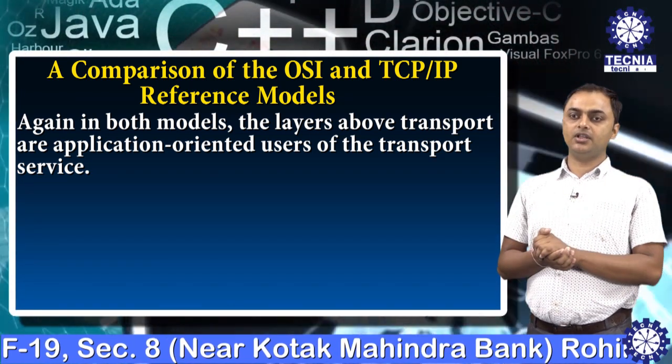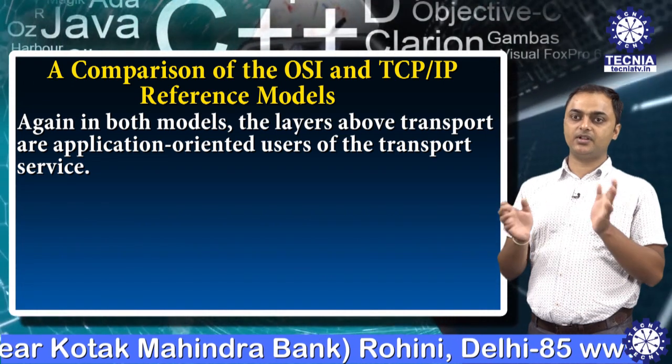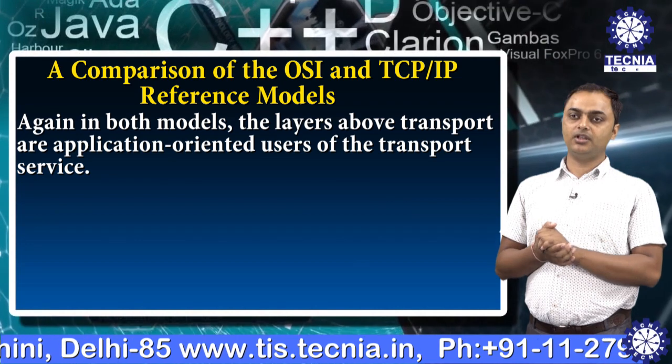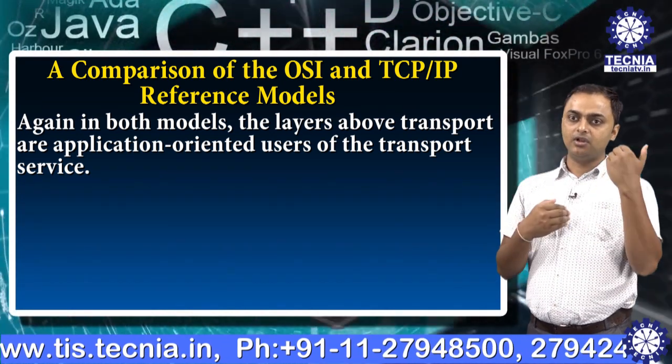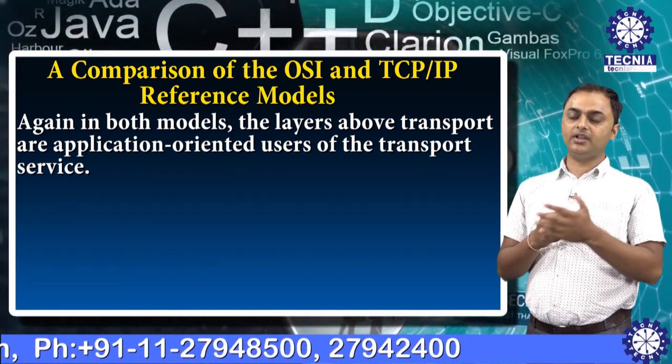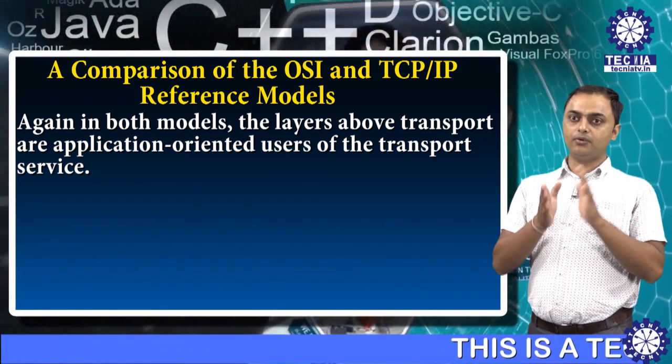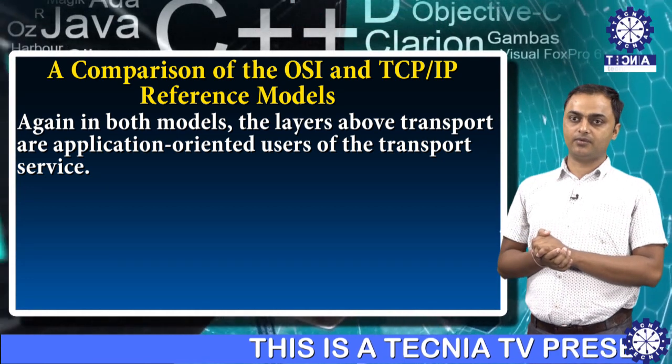This is all about the OSI reference model and the TCP/IP reference model. I hope you understand better the OSI reference model and the basic functioning and delivery of data from one point to another for data transmission in networks.